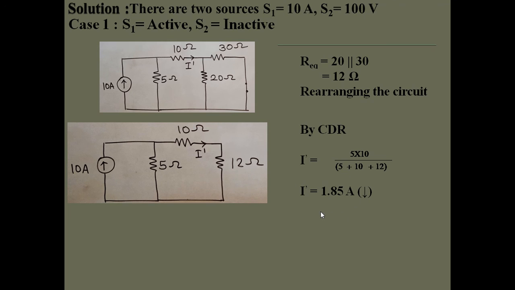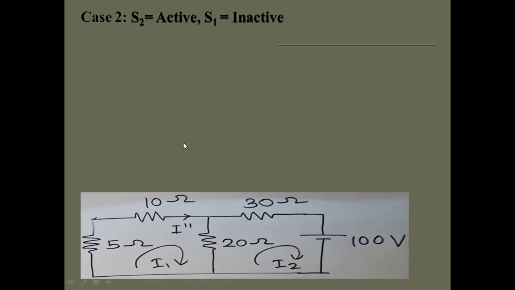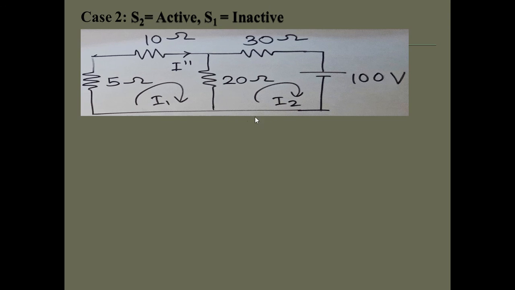After that, we will consider case 2 where S1 is inactive and S2 is active. That means this voltage source will be active and this current source will be inactive. In that case, this will be our circuit diagram. Then we will apply KVL to loop 1 and loop 2 to find I1 and I2. As you can see, I double dash will be I1.